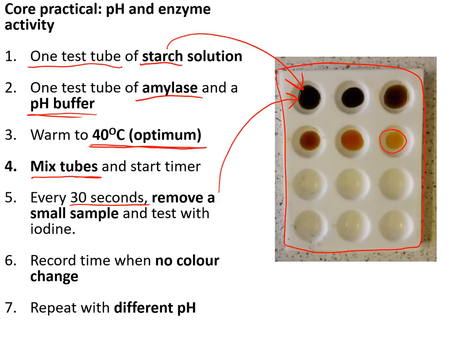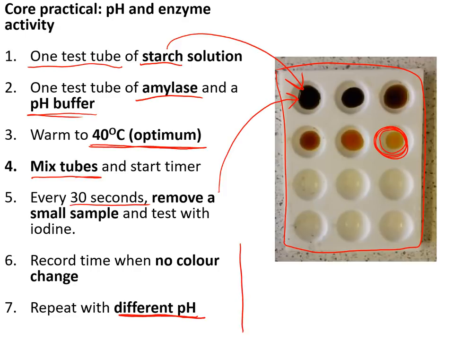And if it didn't go black, if it stayed this sort of orangey brown colour, that meant that all the starch had been used up and we could stop the timer. What we did then was we repeated it with different pH buffers at a range of different pHs. And what you can do is you compare the times for each of the different pHs, and the longer the time, the slower the rate, and vice versa.